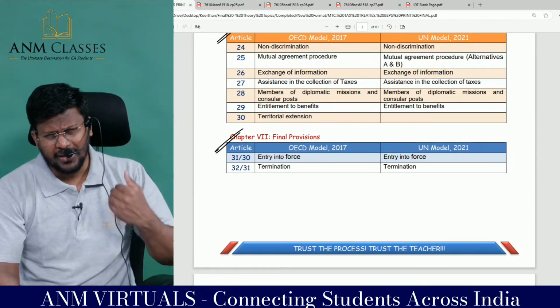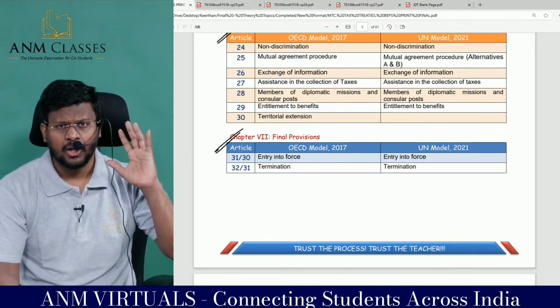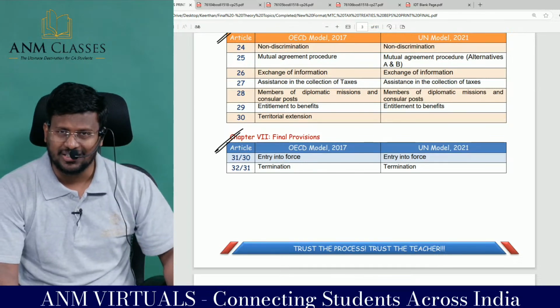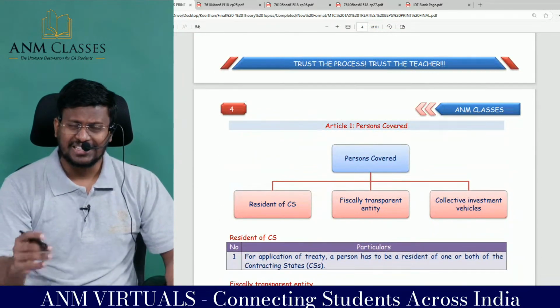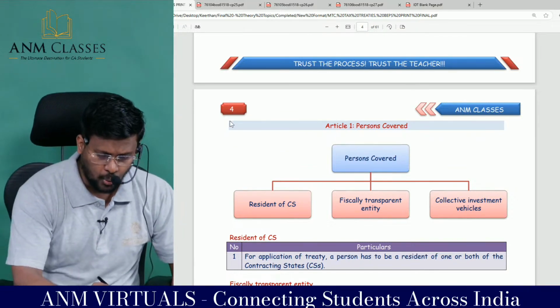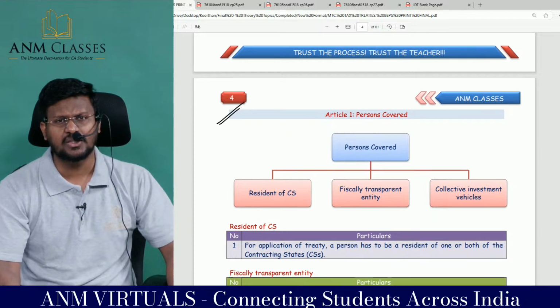So, no need to buy at all this article. This is the format of the convention, the model tax convention. In that, ICA themselves selected certain articles for detailed study. One of that is article number 1, what is covered?